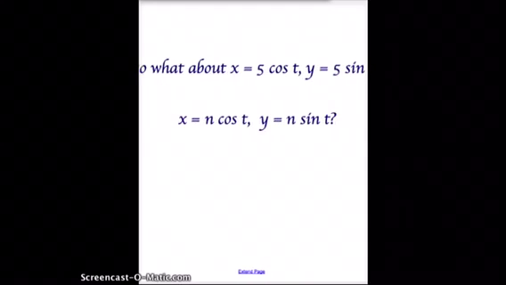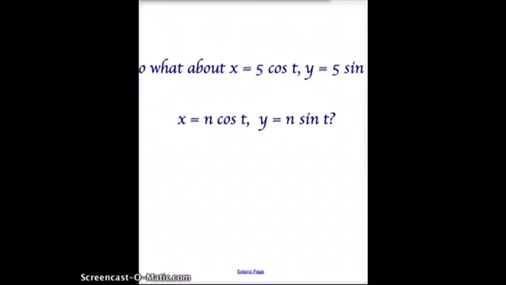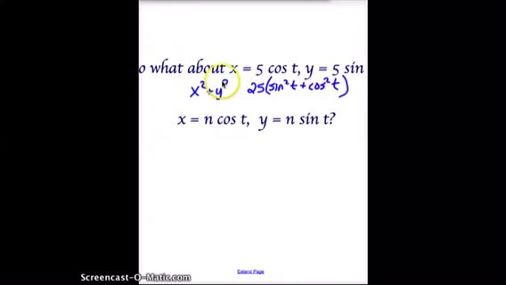So what does that say about x equals 5 cosine t and y equals 5 sine t? Well, I hope you kind of saw the pattern, but if we were to do the same thing, we would have 25 times sine squared plus cosine squared t. I'm cutting some steps, but I hope you can see why I'm able to do that. If not, look back at your previous example. So I cut some steps, but you could see that in this case we get x squared plus y squared equals 25, another circle whose radius is 5.